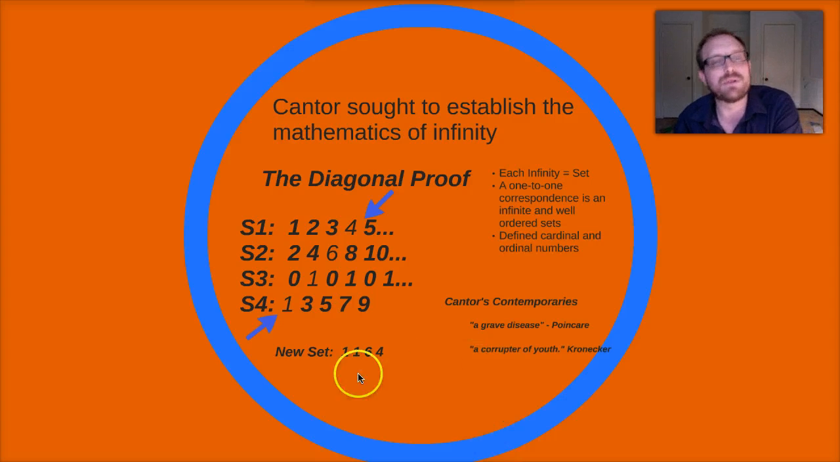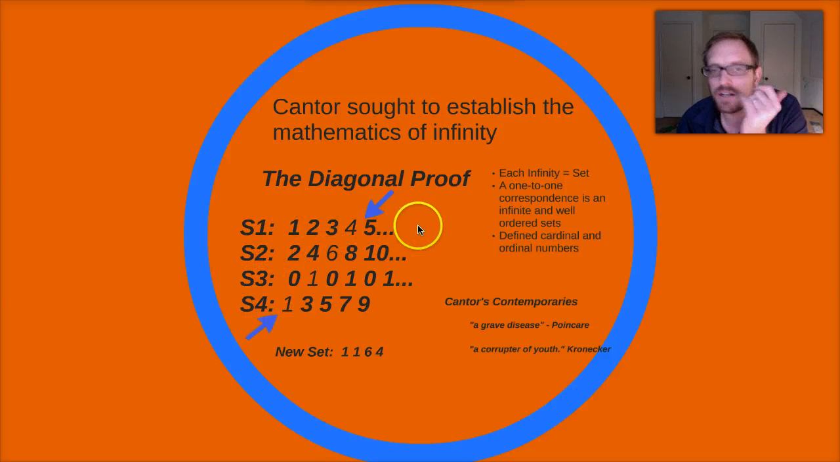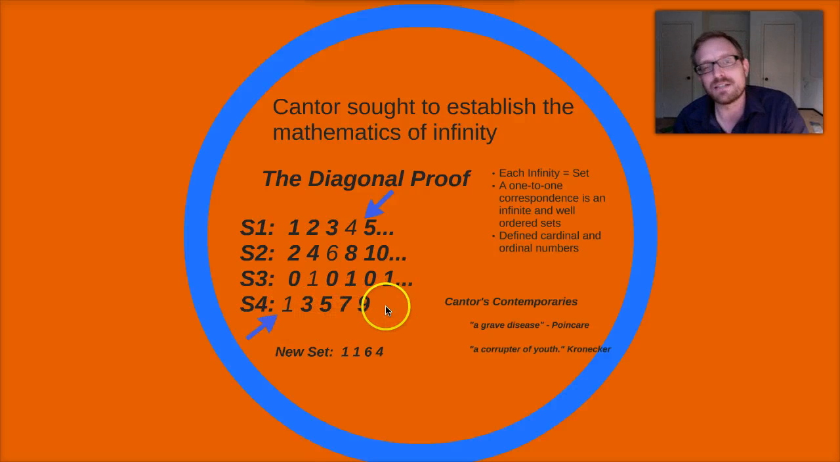And so here's an example. This is famously what's called the diagonal proof, Cantor's diagonal proof. Let's imagine here that we have a sequence of an infinite series set. So here's set 1, set 2, set 3, and set 4. Set 1 is 1, 2, 3, 4, 5, 6, 7, 8, 9, on and on and on. Set 2 is the even numbers, 2, 4, 6, 8, 10, 12, 14, 16, 18, and so on. Set 3 here is a 0, 1, 0, 1, 0, 1, 0, 1 pattern that just goes on and on forever. And here's another set. Take the odd numbers, 1, 3, 5, 7, 9, 11, 13, on and on.